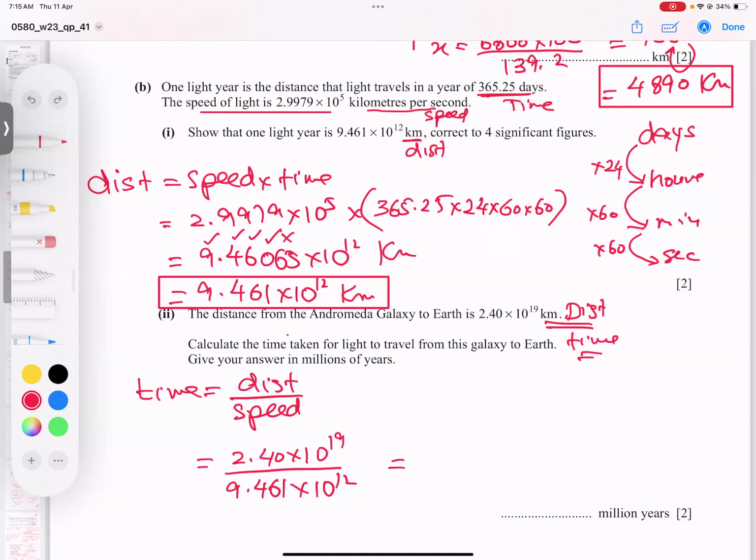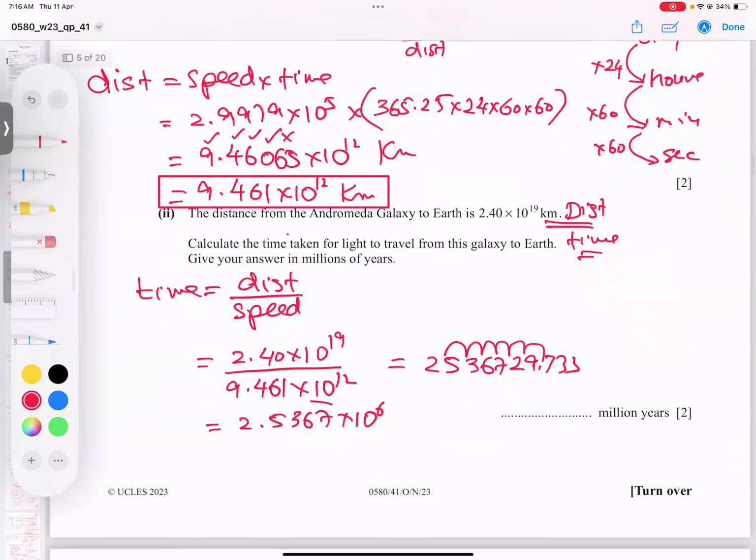So what answer did we get? Let me check in the calculator. Students, 2.4 times 10 to power 19 divided by 9.461 times 10 to power 12. Just wait, students. Yeah, it is coming to us as 2536729.733. And now what is the situation here? The decimal is here. 1, 2, 3, 4, 5, 6. So 6 jumps. So 2.5367 times 10 to power 6.